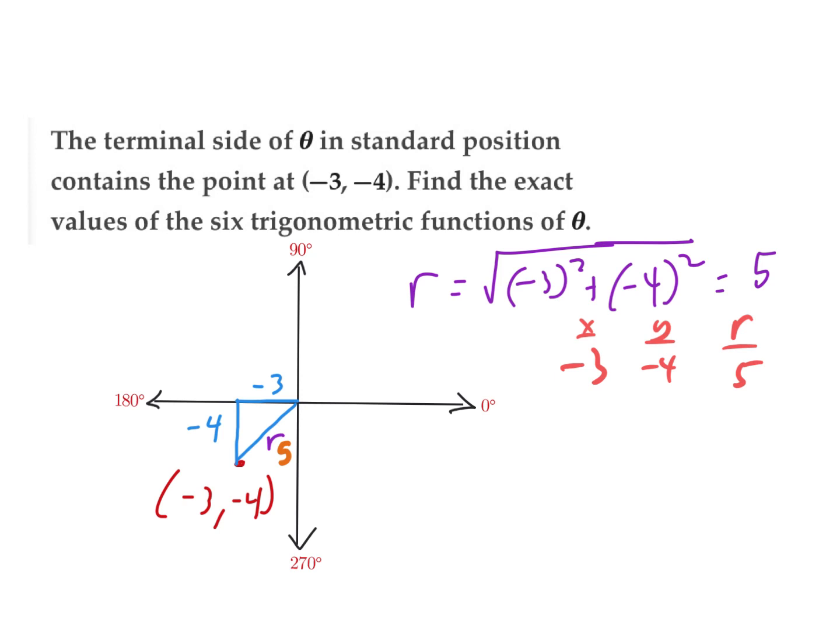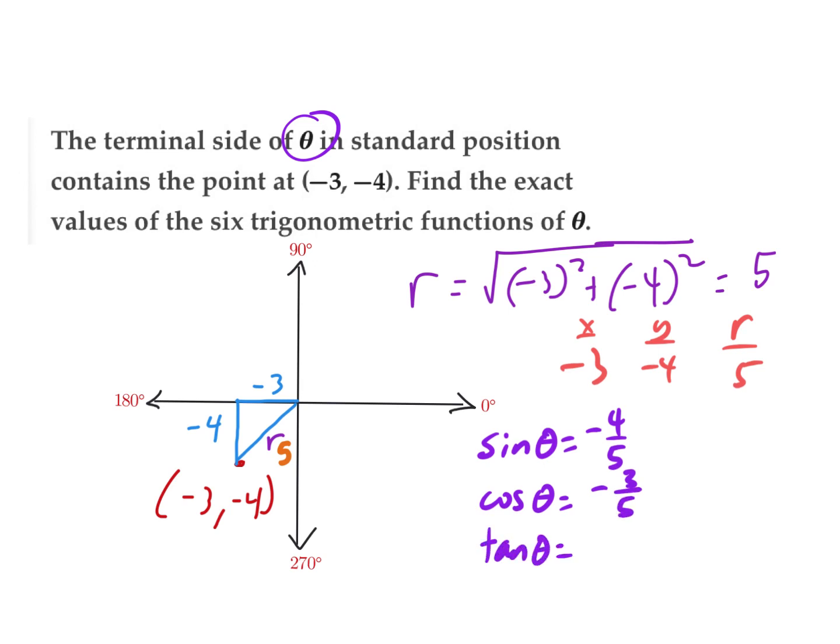So here we go. The sine of theta, got to have the theta. Sine is y over r. So this becomes negative 4 over 5. The cosine of theta is x over r. Negative 3, again with my 3's, over 5. The tangent of theta, y over x. Negative over a negative, so that's a positive.